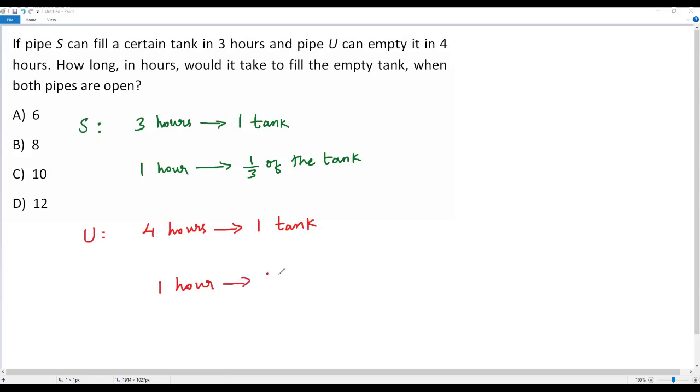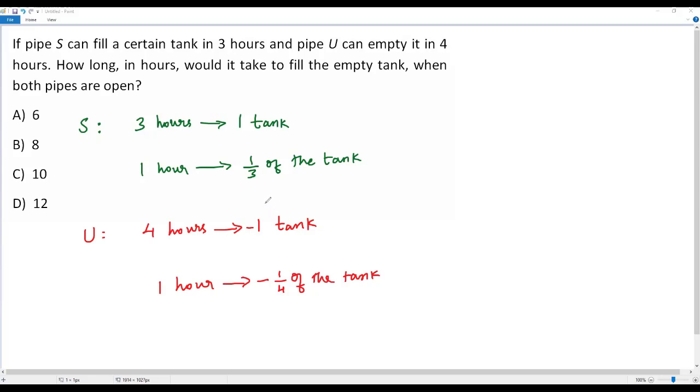Let me write the stuff over here. That is 1/4 of the tank. Okay, here I'm taking a negative sign for this 1/4 because the tank is being emptied by the pipe U. So this negative sign indicates that the tank is being emptied.